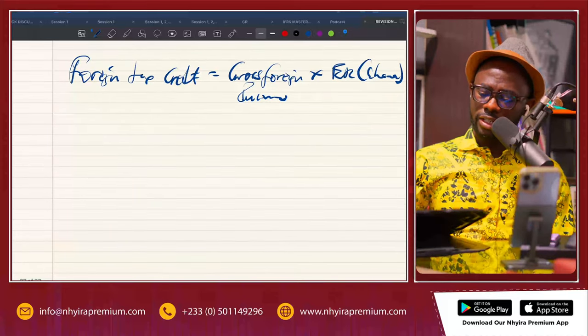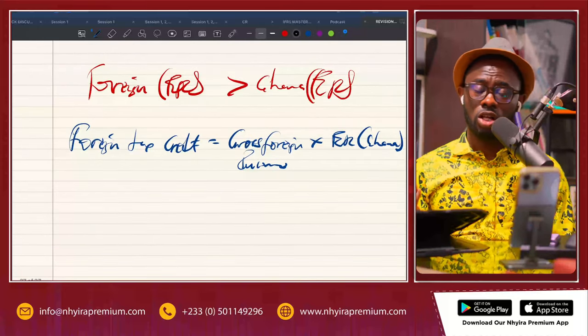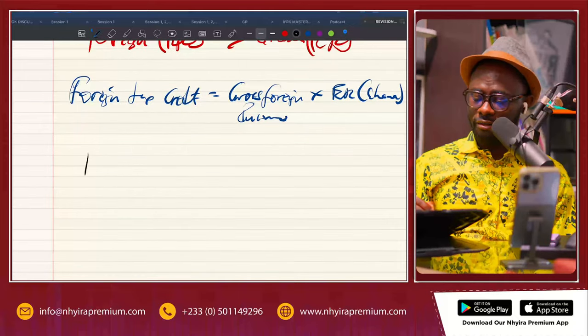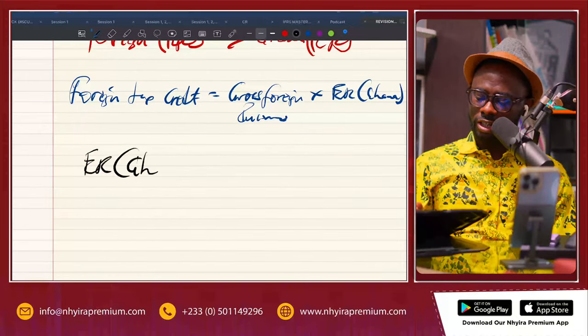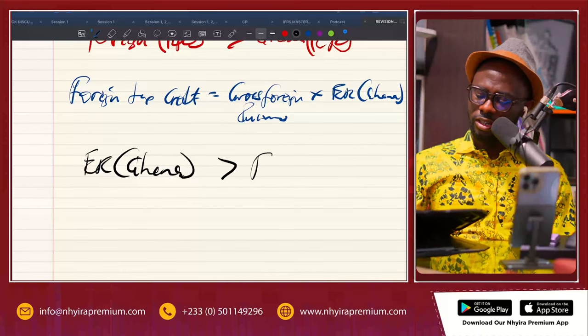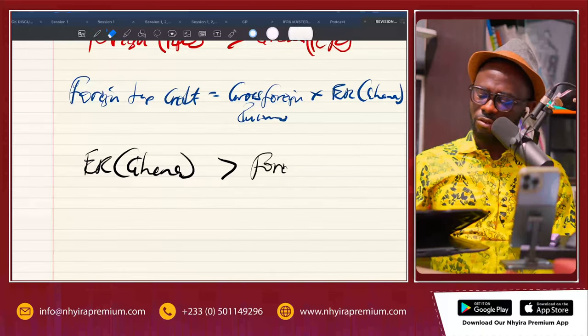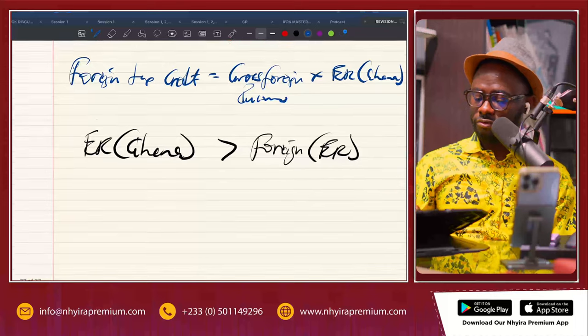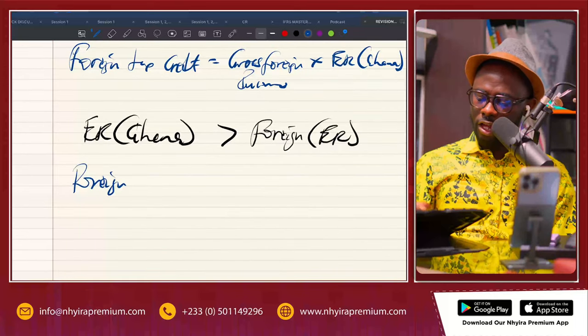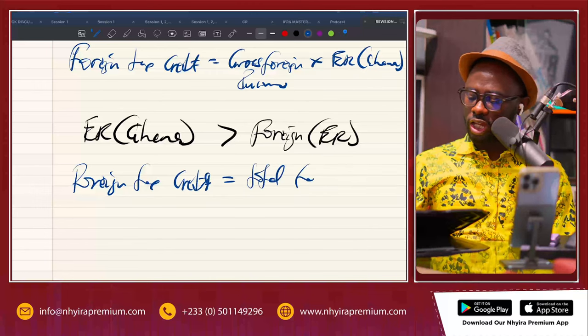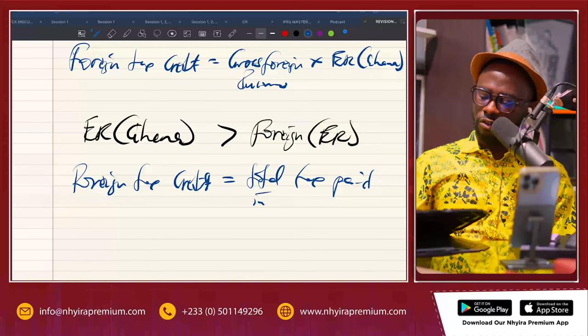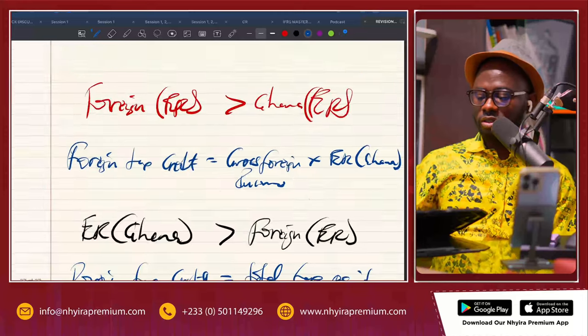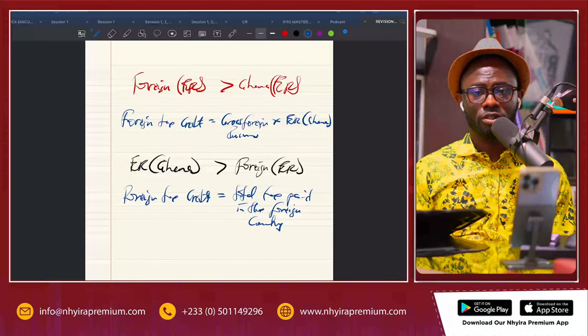But if we do the comparison and we realize that Ghana's rate is greater than the rate in the foreign country, then, you know, it's not a good thing. So whatever tax that was paid in the foreign country will be giving us a foreign tax credit. So here, the foreign tax credit will be equal to the total tax paid in the foreign country. Does that make sense? That's the idea about double taxation. Very simple, straight to the point.